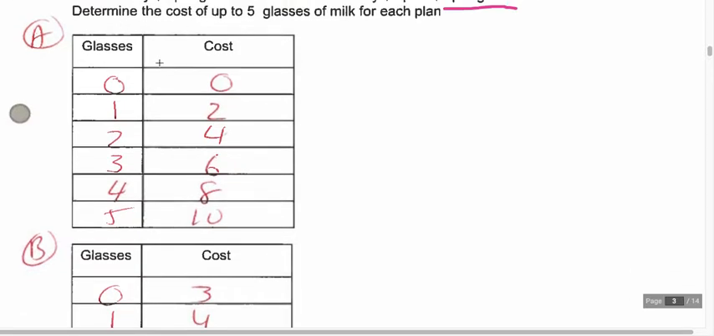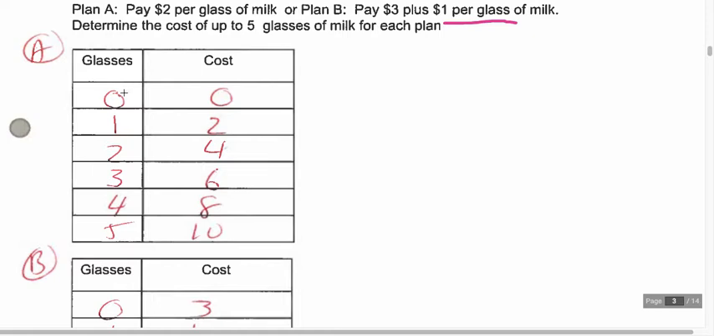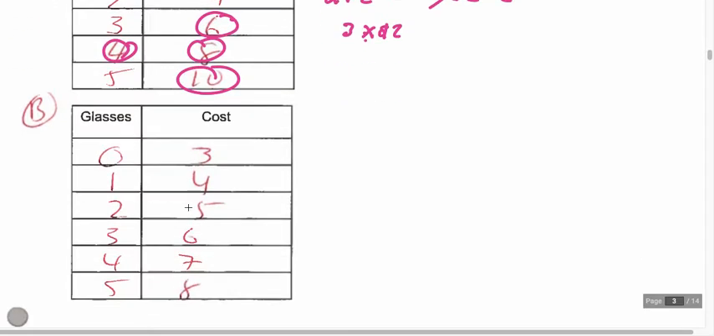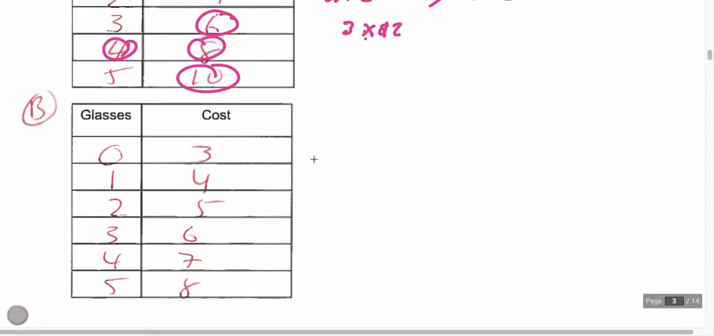Anyway, we'll make a little table of values, and to do that, we're saying if you drink 0 glasses, you're going to have $0 in plan A, because it's $2 per glass of milk. If you drink 1 glass, you're going to pay $2. If you drink 2 glasses, it'll be 2 plus 2. Or another way to do it is there's $2 per glass, so you multiply that by 2, or even better, 2 times $2. This will be 3 times $2. I'm using the dot here, but you can write 3 times $2 like that for multiply. And you get $6. 4 glasses of milk will cost you $8, and 5 will cost you $10. Nothing special there.